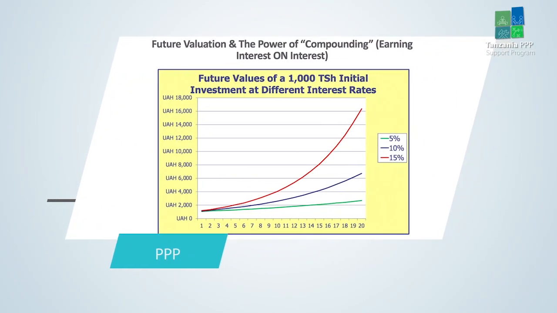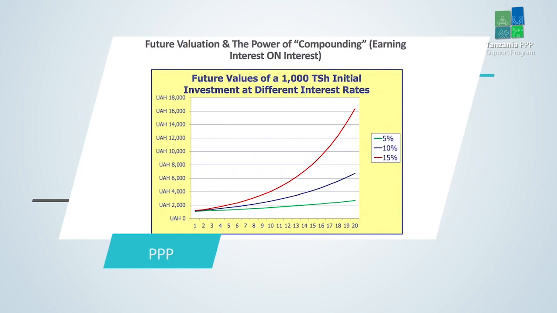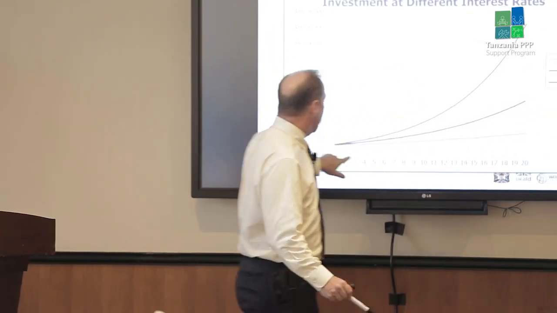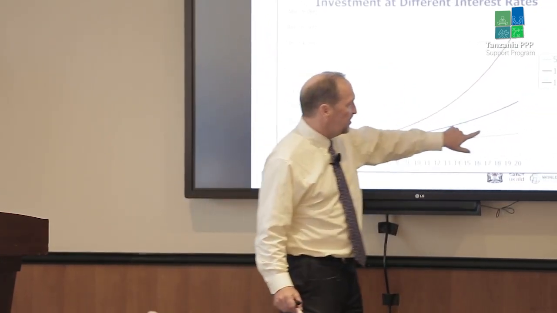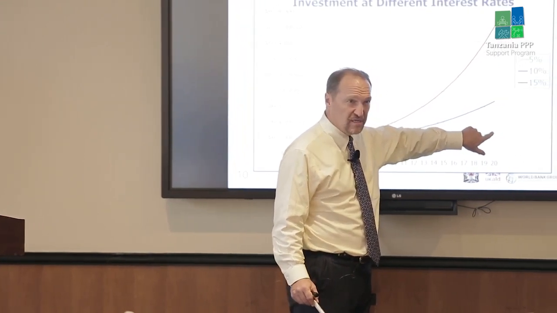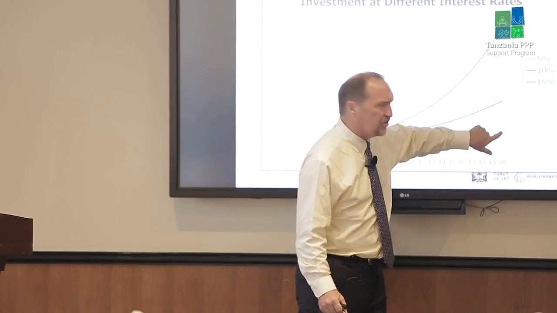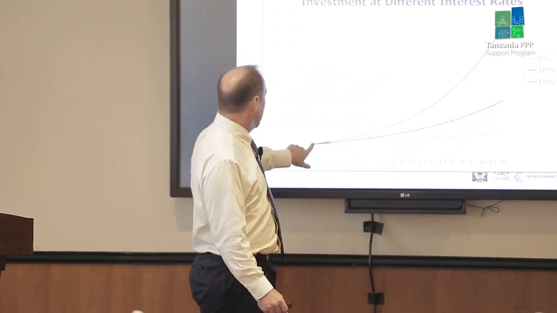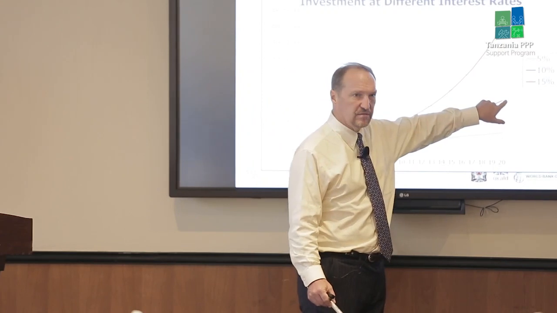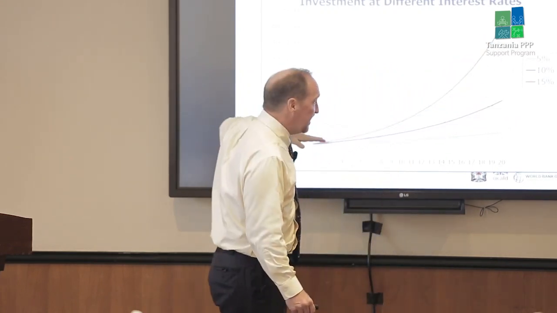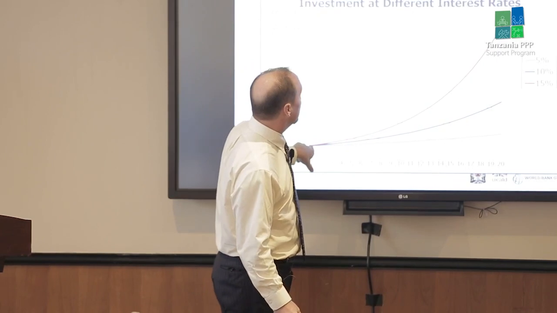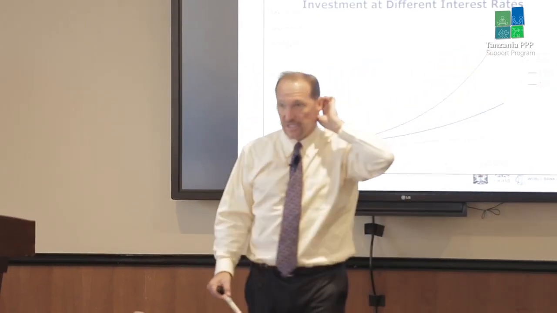And I want you to see in a graph here that if you had 1,000 shillings and you were to leave it in for 20 years, quite a long period of time, at an interest rate of 5%, your terminal value after 20 years would be a little under 3,000 shillings. At 10%, your 1,000 shillings is going to be almost 7,000. And at 15%, here's where you see the effect of compounding, i.e. earning interest on interest, so that 1,000 shillings over 20 years is like 17,000 shillings.